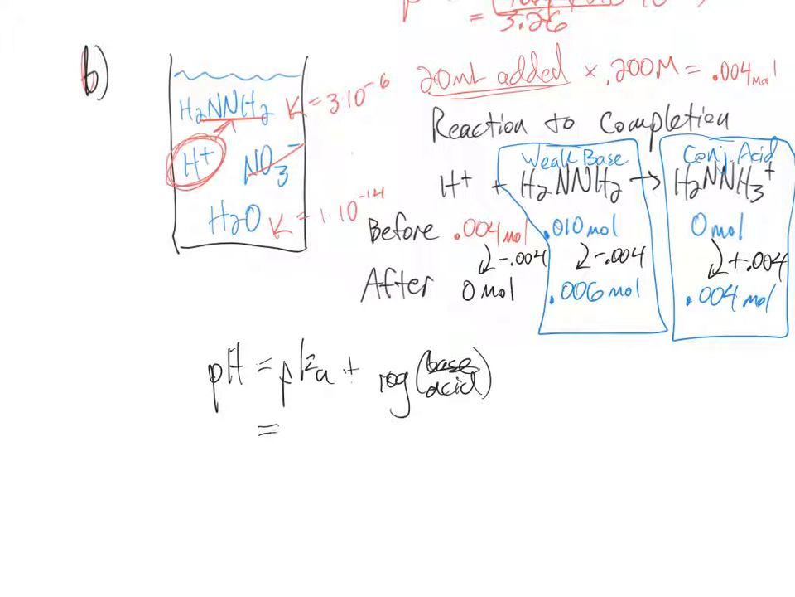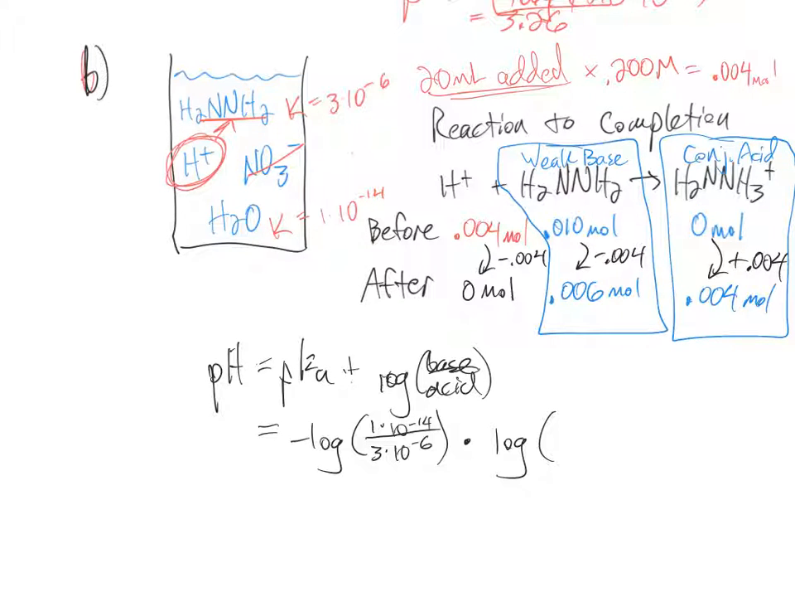They didn't give us a Ka value initially. Instead, they gave us the Kb value of H2NNH2. That's no matter. We can find the Ka value from Kw and divide the Kb by Kw. Or I'm sorry, divide Kw by Kb. So 1 times 10 to the negative 14th over 3 times 10 to the negative 6th would be the Ka value.